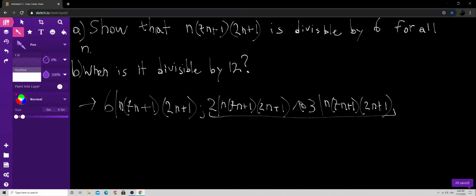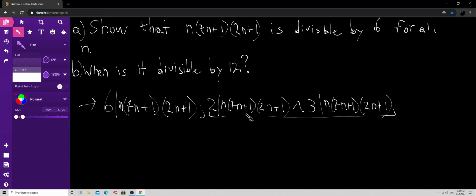Let me back up here and say that it suffices to show that this expression is divisible by 2 and it is also divisible by 3, since 2 and 3 are coprime, so the LCM of them is 6. That's why that works.